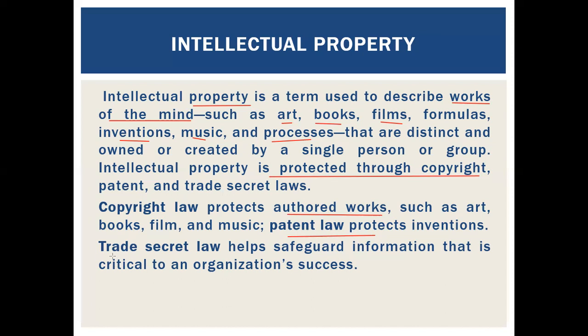Now, if I'm talking about trade secret law, that helps safeguard information critical to an organization's success. It may be the organization's procedures, the processes that help the trading strategy, trading alliances. That protection is provided to the companies who created them and are doing the work. Fine. That is intellectual property and its main steps. Copyright covers the work of authors, patents cover the work of invention, and trade secrets cover the processes of industry and business. Fine. Now the next slide.